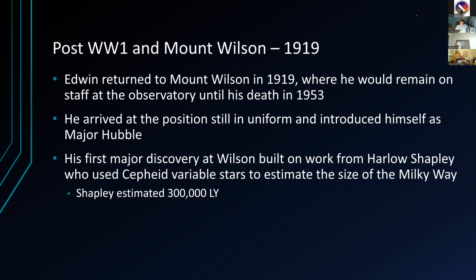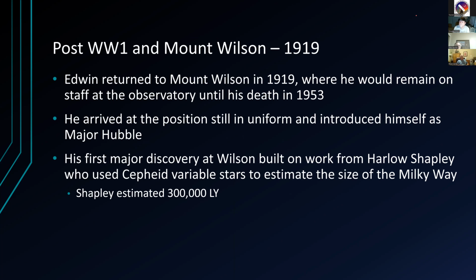Shapley's initial figure estimated the Milky Way to be about 300,000 light years in diameter, which we all know today is off by probably about a factor of 3. The current estimate is about 100,000 to 110,000 light years in diameter. So he was off by quite a bit, but it's still a fairly reasonable estimate for the time.